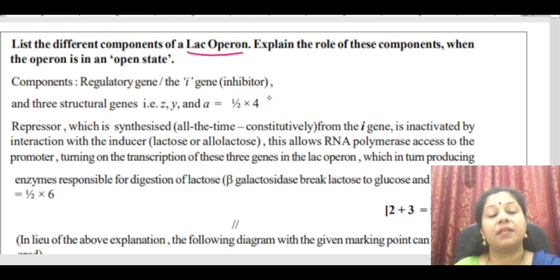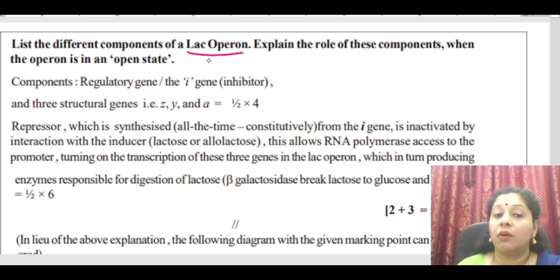So they were used as vectors for cloning of DNA fragments. We already discussed the on position of lac operon. List the different components of lac operon is asked here. Explain the role of these components when this operon is in open state. So here the components are, one is the regulatory gene, which is otherwise called the I gene or the inhibitor, and 3 structural genes Z, Y and A.